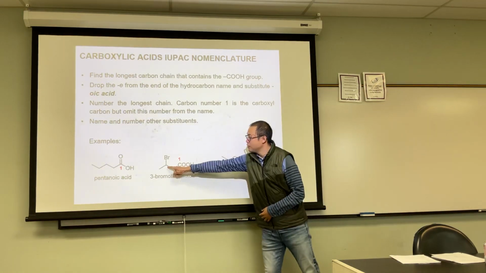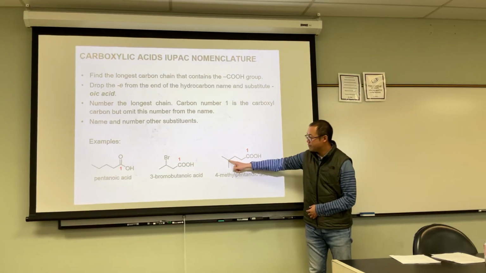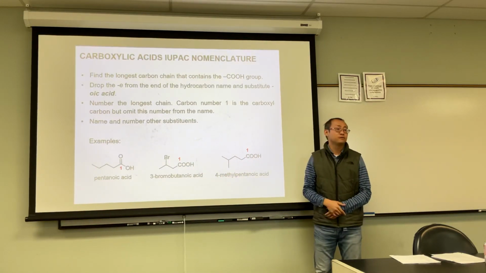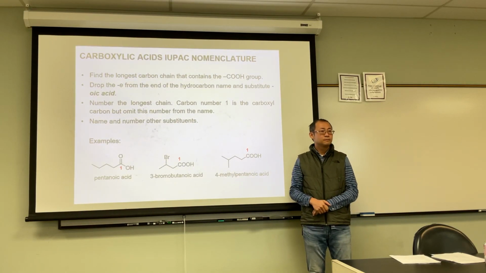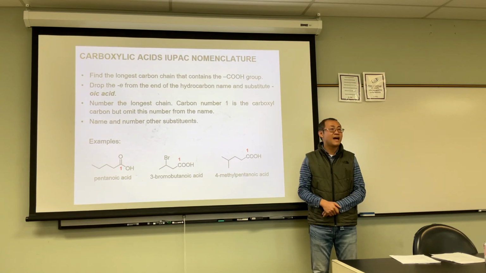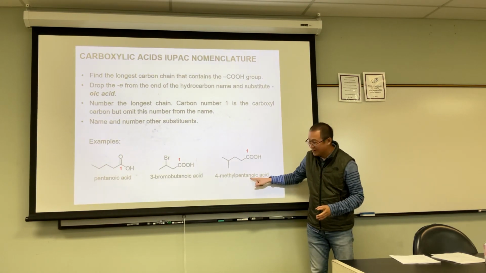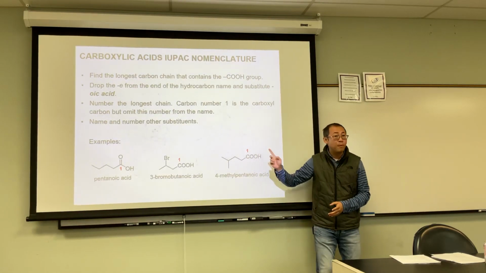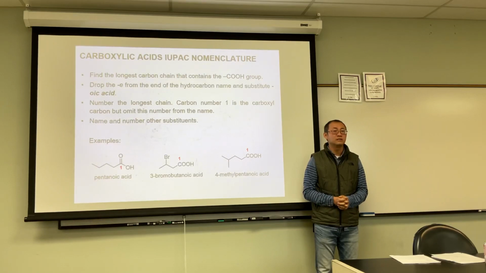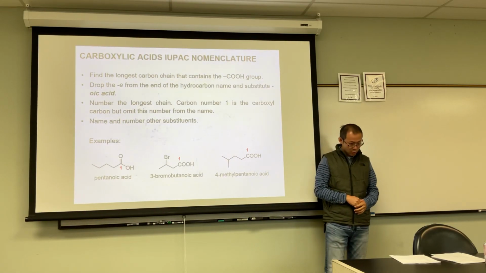1, 2, 3, 3-bromo. 1, 2, 3, 4, 4-methyl. Do you see that? There's no number in front of the last name of the molecule because, again, a carboxyl group is always what? Number 1. Always at the end. Okay, always at the end.